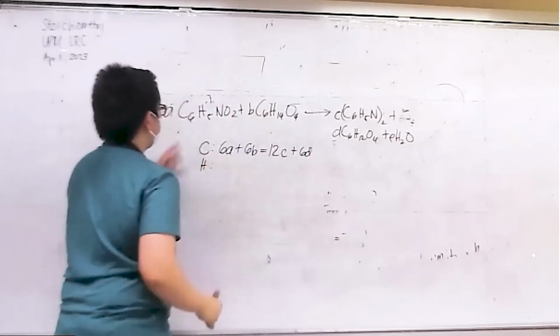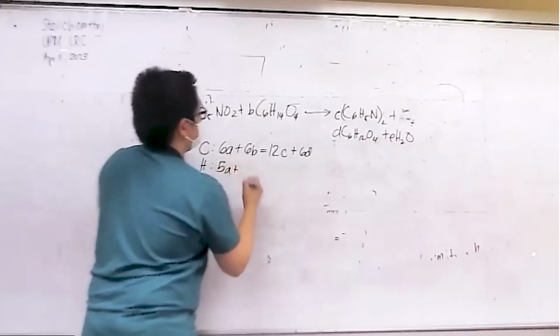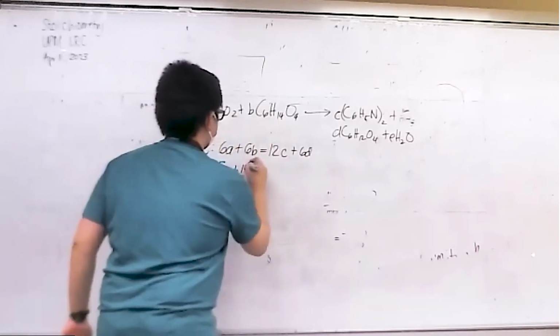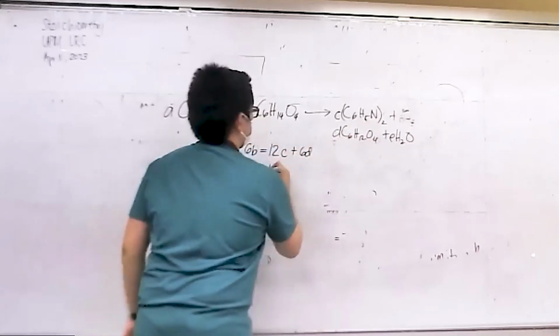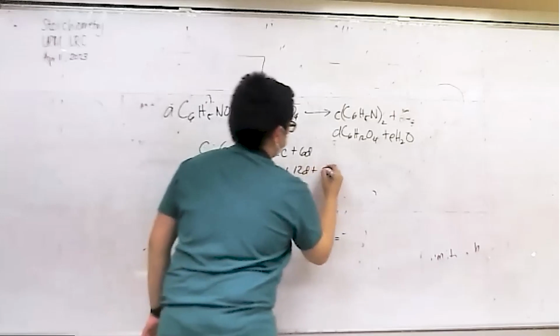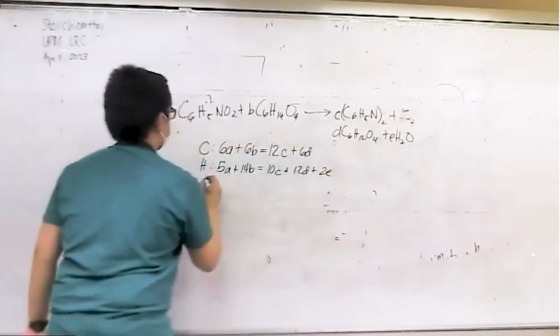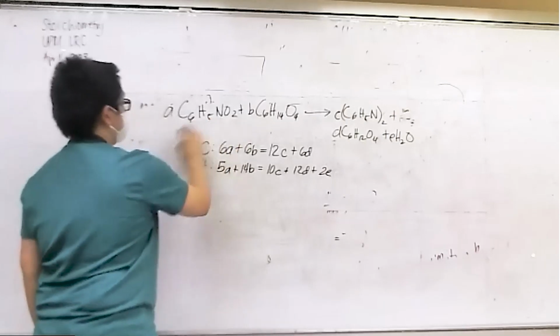For hydrogen, let's see, 5A plus 14B plus, that's 2 times 5, so that's 10C plus 12B plus 2E. And then for oxygen, okay, for nitrogen muna, and following this lang.